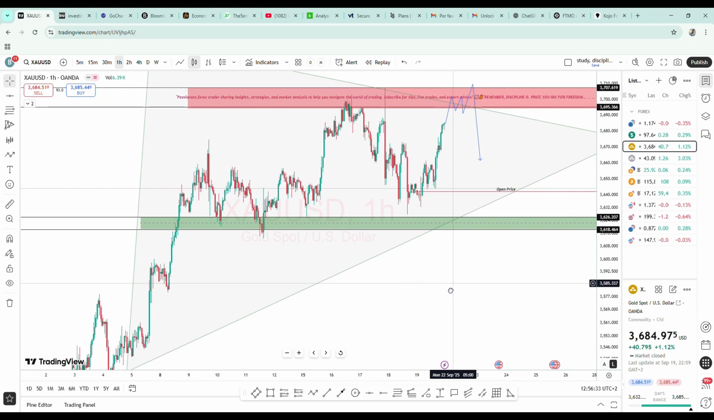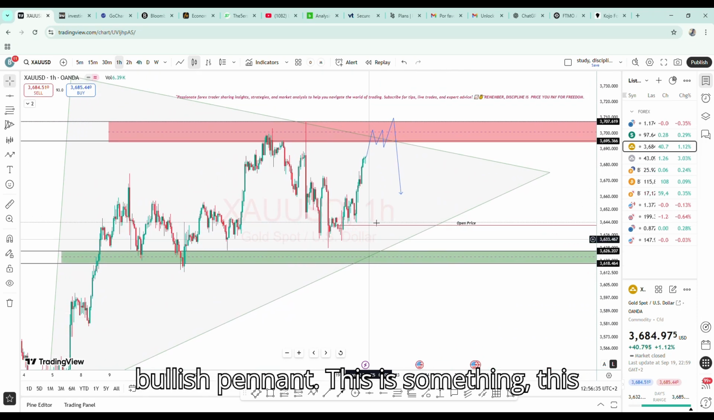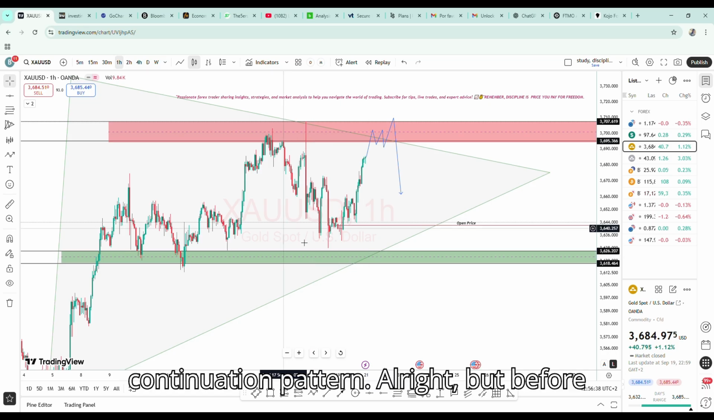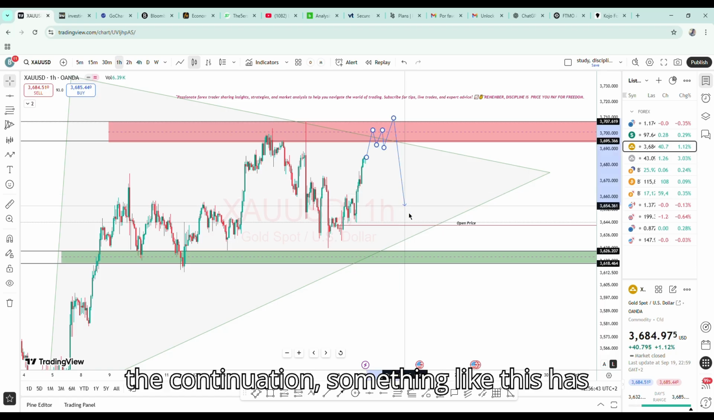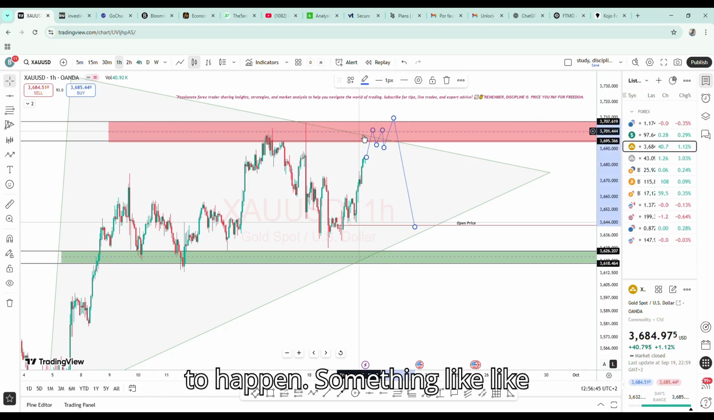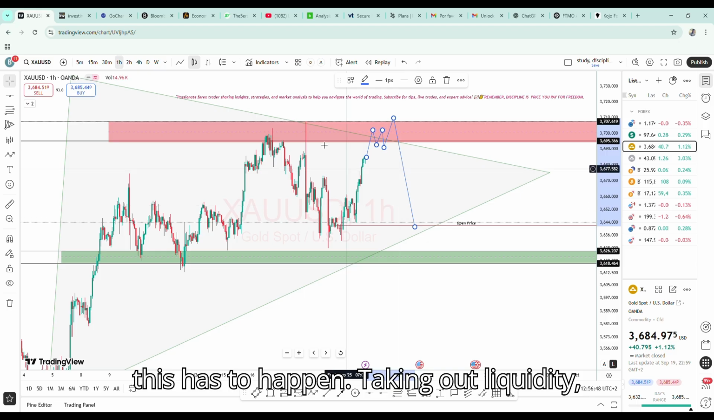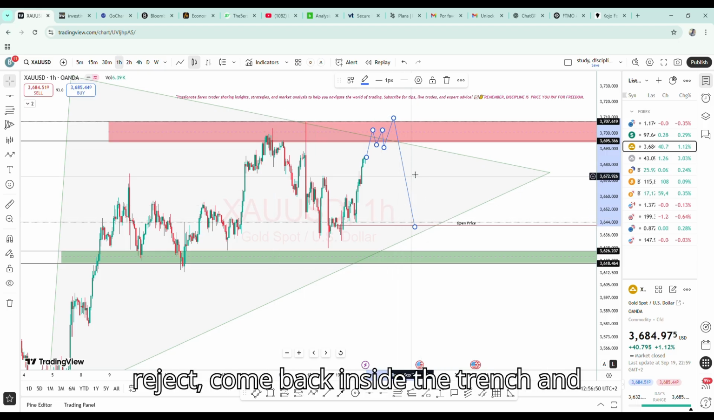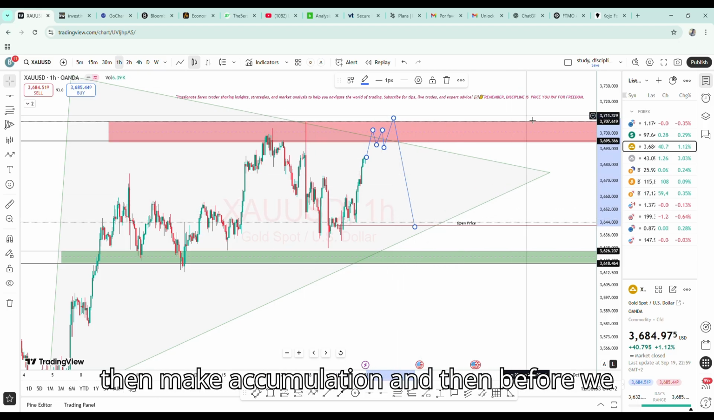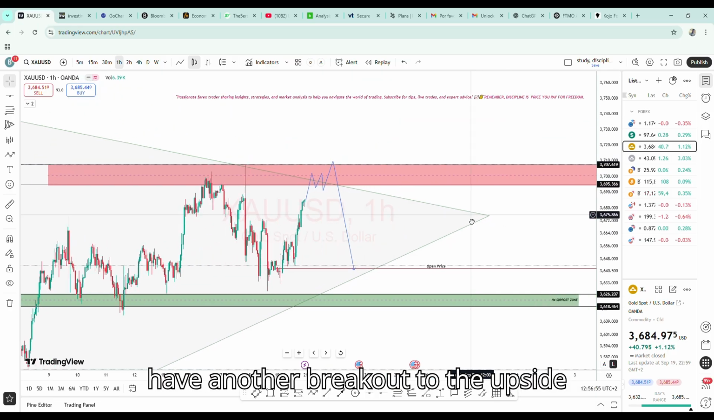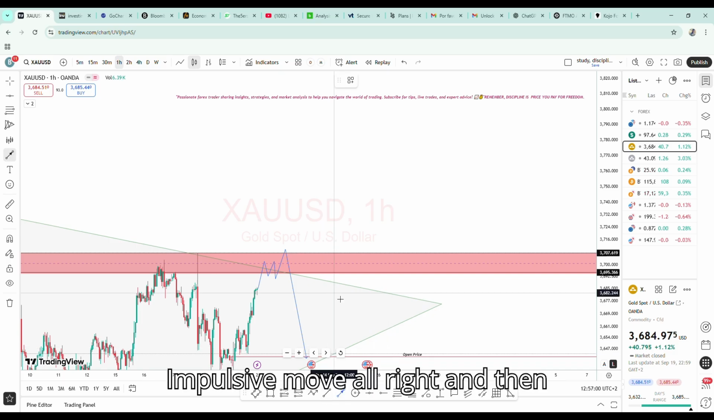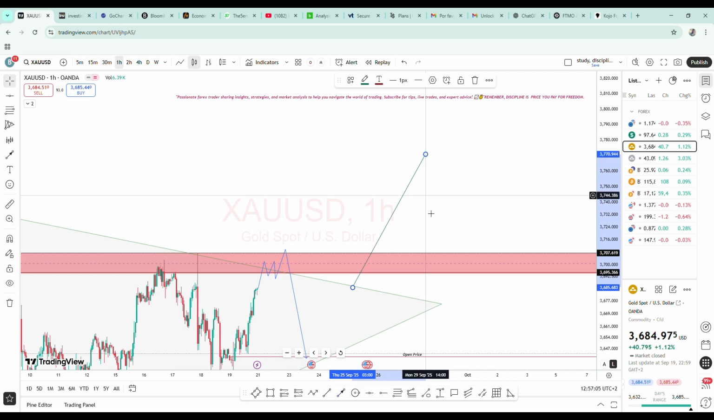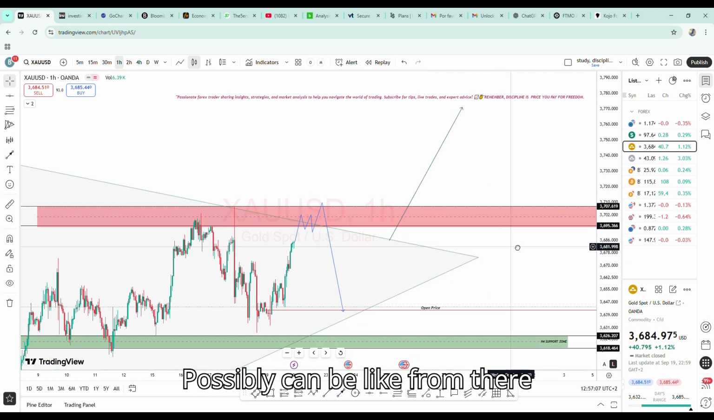Look at this bullish pennant. This is a continuation pattern. But before the continuation, something like this will have to happen: taking out liquidity, rejecting, coming back inside the trend, and then making accumulation, before we have another breakout to the upside, which is going to be our impulsive move, and then to the new level, a new high. Possibly it can be like from there.